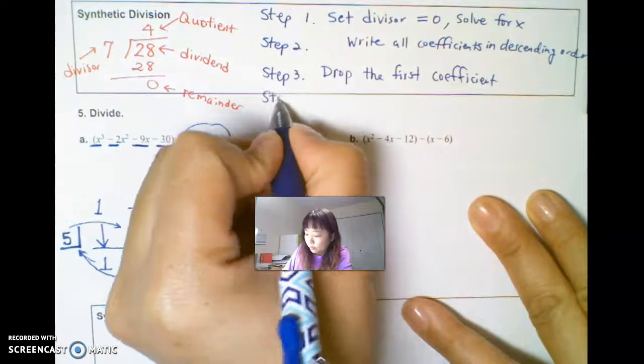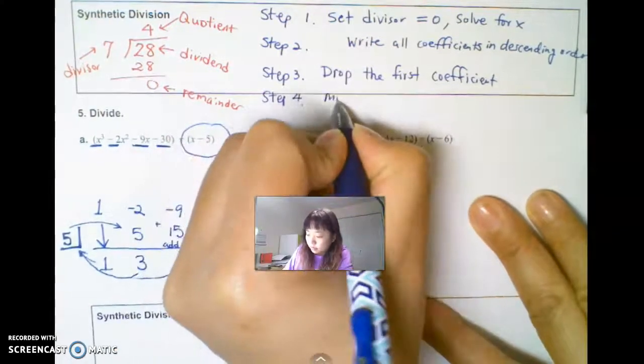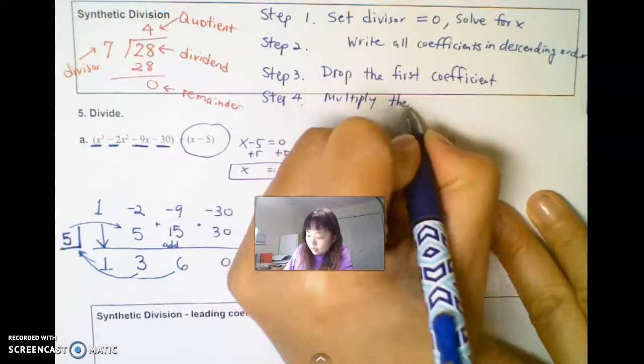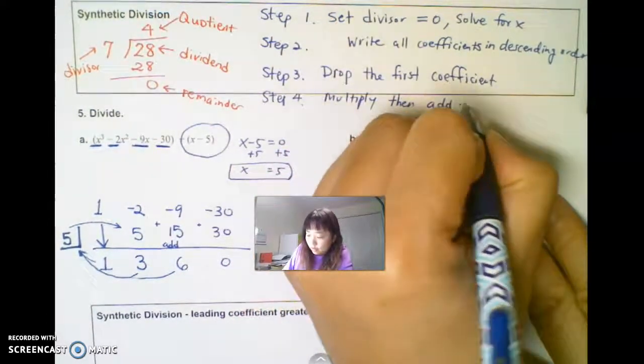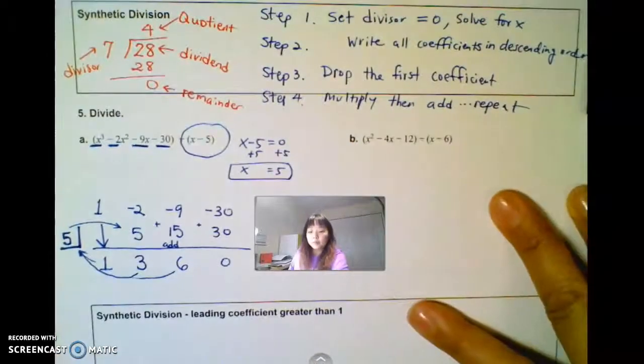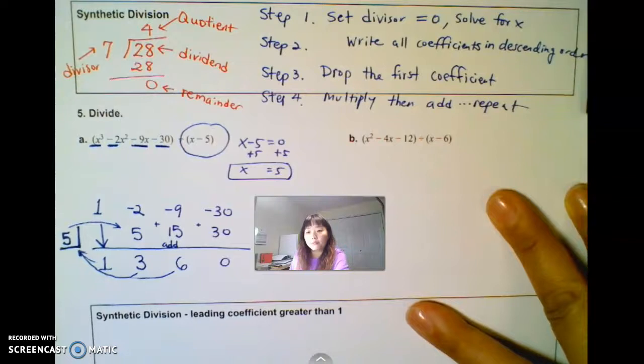So I guess step 4 is multiply, then add, and repeat that process until you get to the last term. And then now we're gonna write the quotient part, the answer part to this.